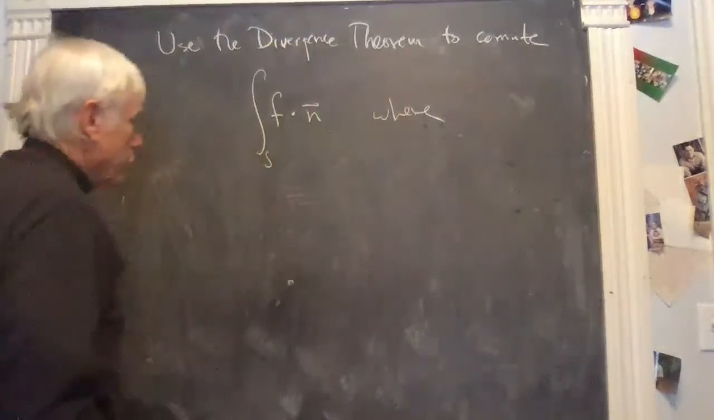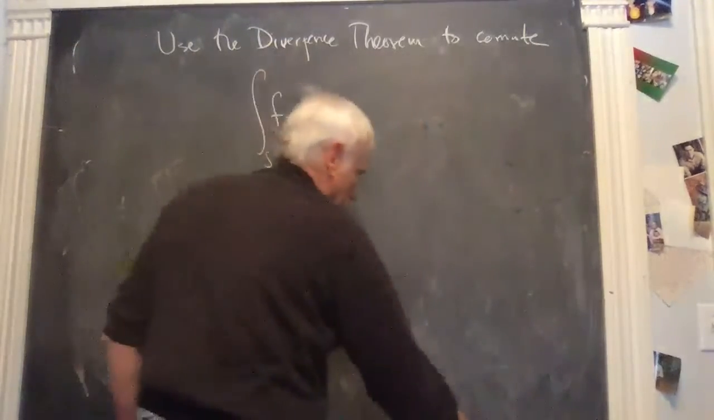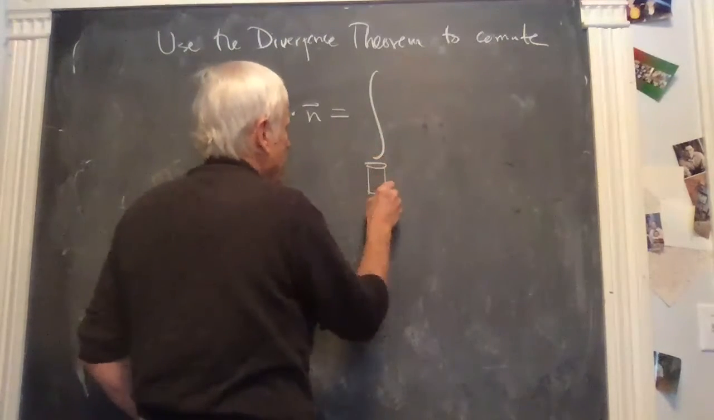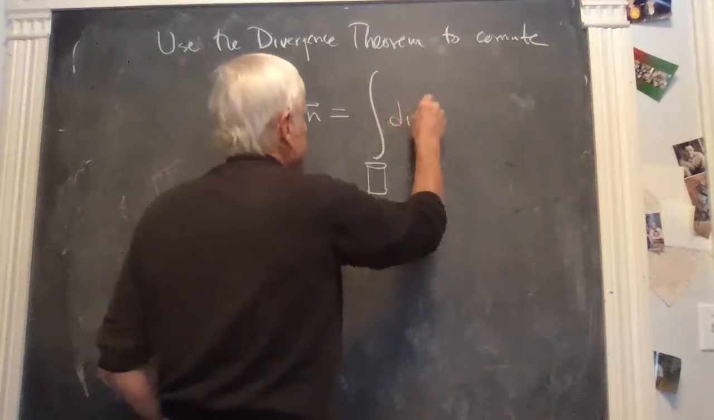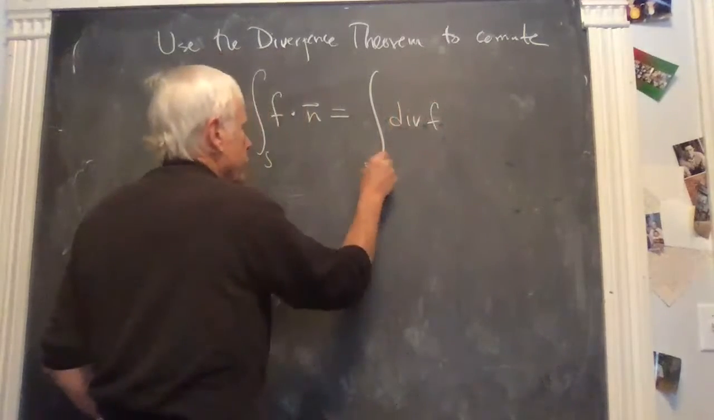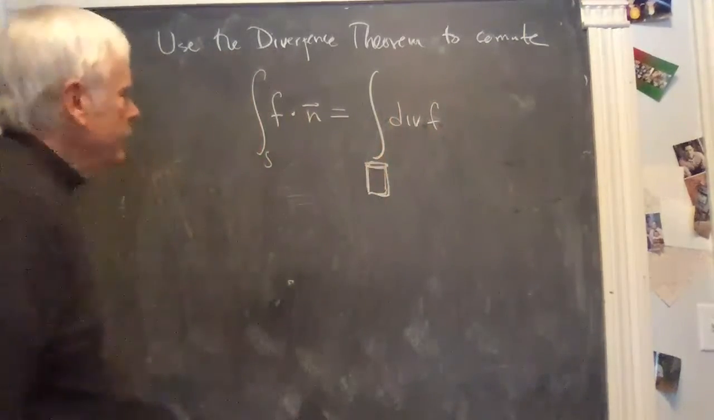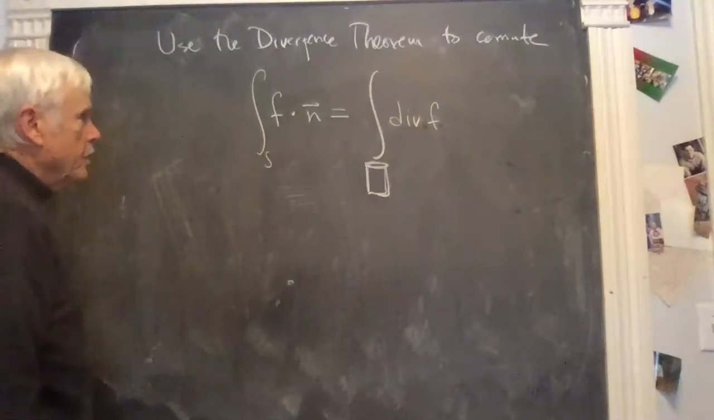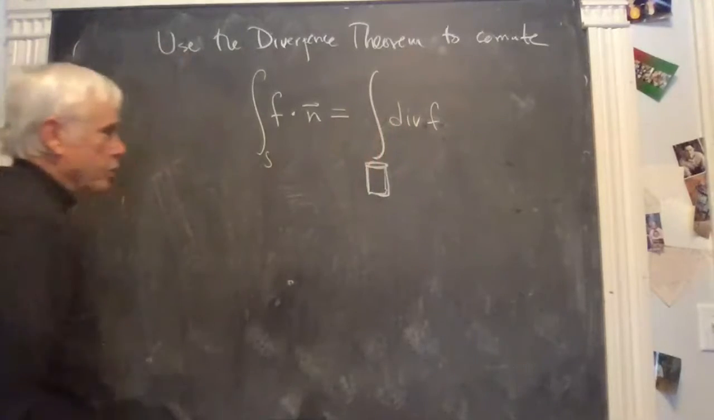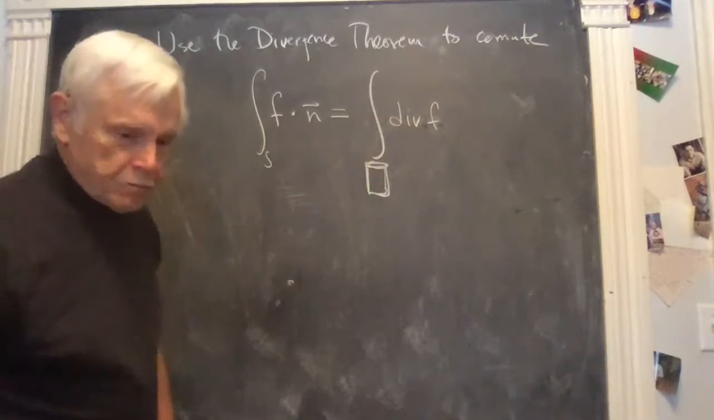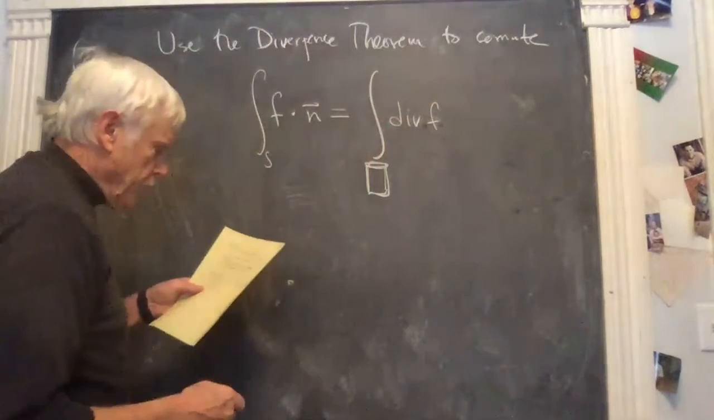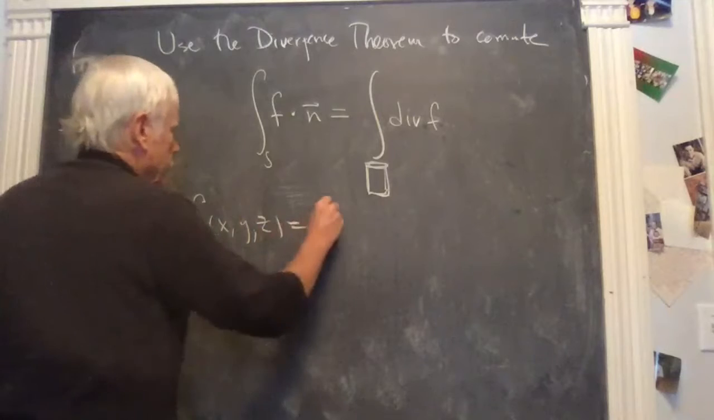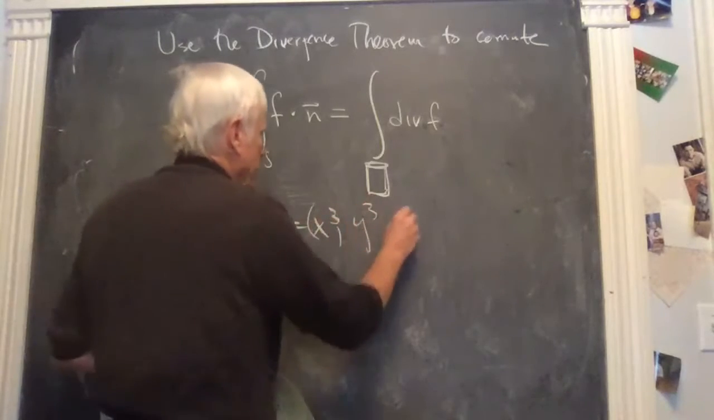So if we're going to use the divergence theorem here, then the divergence theorem says that this is the integral of the divergence of f over this region that I just described, where S is the surface of this region. Now you're integrating the divergence over that region, and so this is the integral that you want to compute. And let's give ourselves a vector field here: f of x, y, z equals x cubed, y cubed, z cubed.